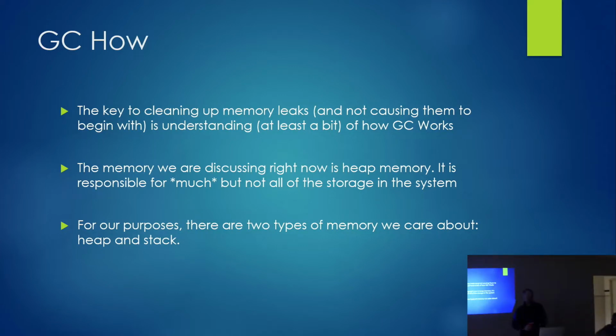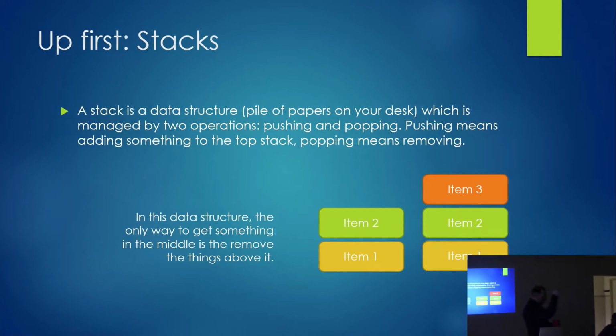So we have two types of memory we're mostly going to care about when we talk about garbage collection: stack and heap memory. Stack and heap memory are the two types that are in basically every programming language, but they're going to be particularly relevant for us. Up first, stacks. When we're building any sort of memory in an application, the first data structure that we come across and use, whether we understand it or not, is a stack.